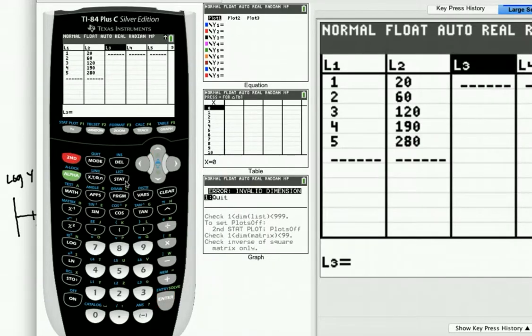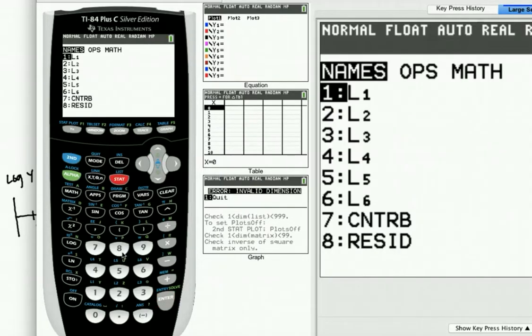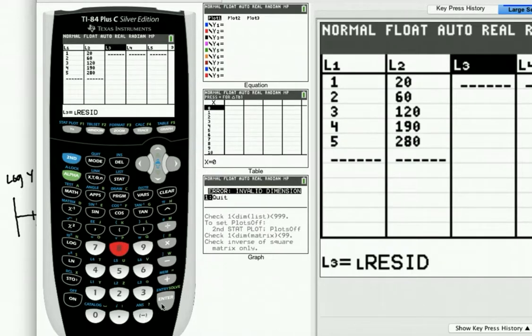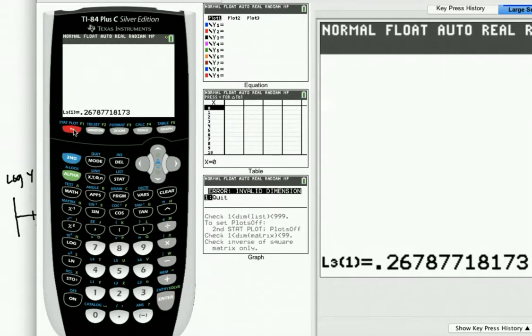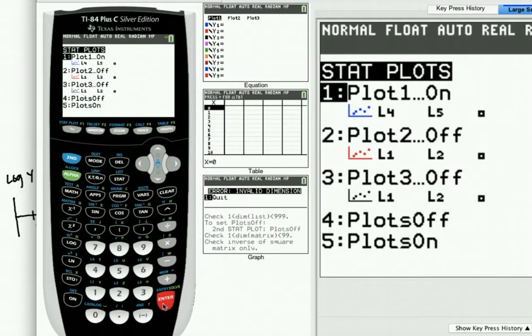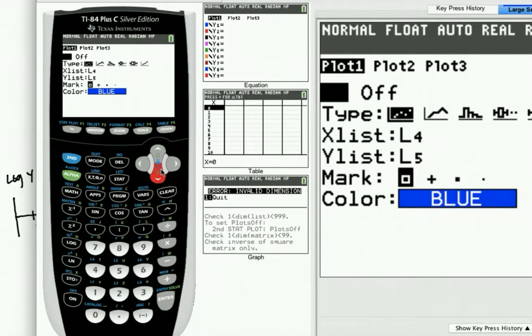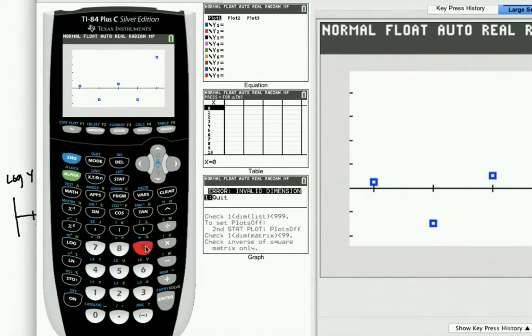Okay, so we're going to do stat, or second stat, residuals, enter. Now we want to get our residual plot, so we're going to do second y equals, get our residual plot. We want our x's to be our L1s, and we want our y's to be our L3s, and then we're going to do zoom stat.